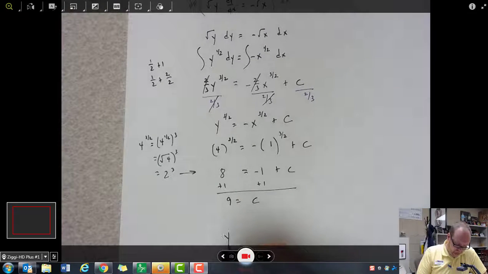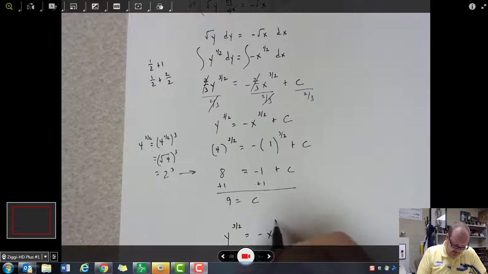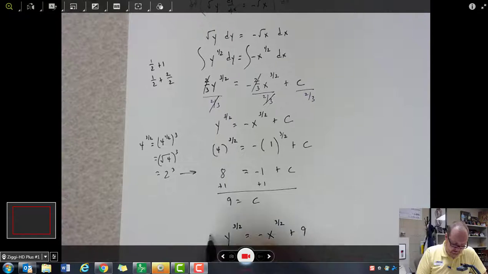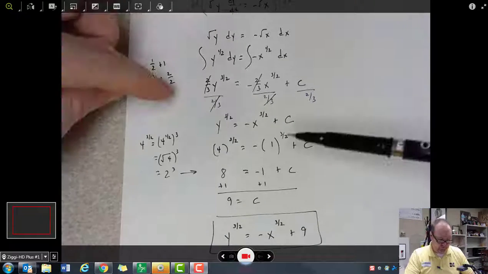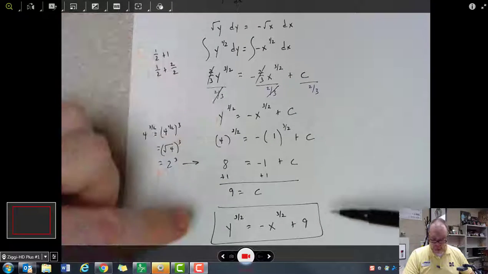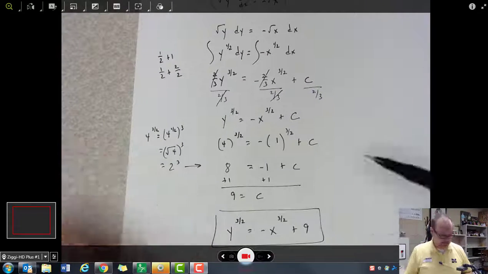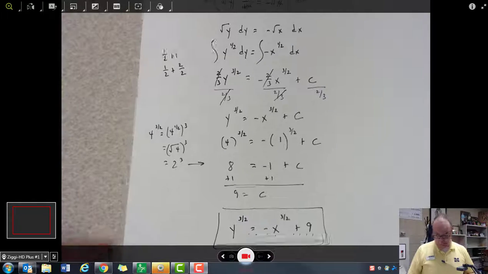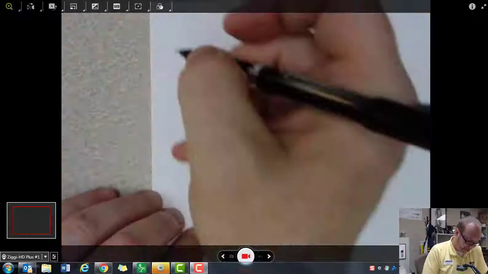So the actual solution to this problem is y to the 3 halves equal to x to the 3 halves plus 9. So again, this was the general solution, and then this is a particular solution based on that initial condition. All right, so one other problem, number 16.